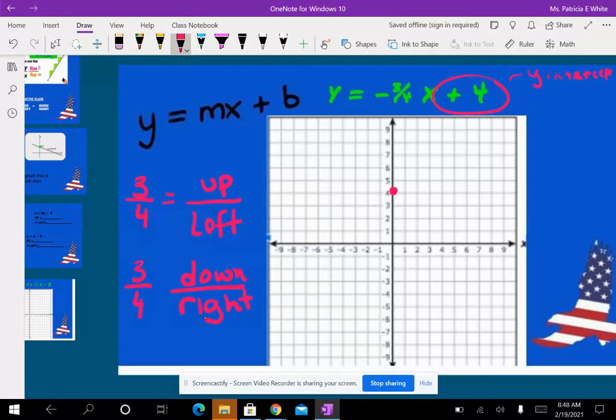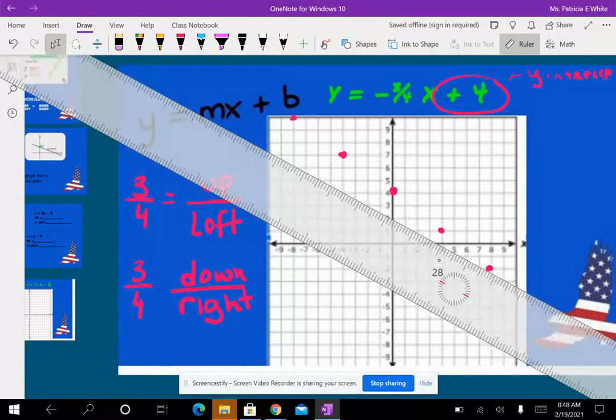1, 2, 3, left 1, 2, 3, 4. Down 1, 2, 3, right 1, 2, 3, 4. Okay, I'm going to get my ruler out.